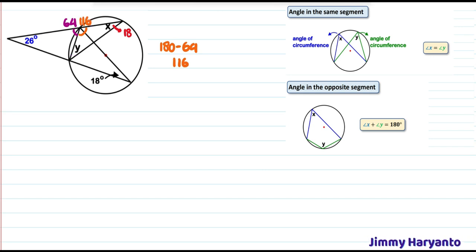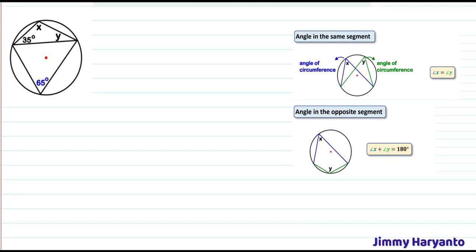And then to find the Y, we only have to use this triangle. The sum of the angles in a triangle is 180. That means to find the Y, it will be 180 minus 116 minus 18 equals 46 degrees. So X equals 18 and Y equals 46 degrees. Next is this one. For this one, I think we can use the angle in the opposite segment.